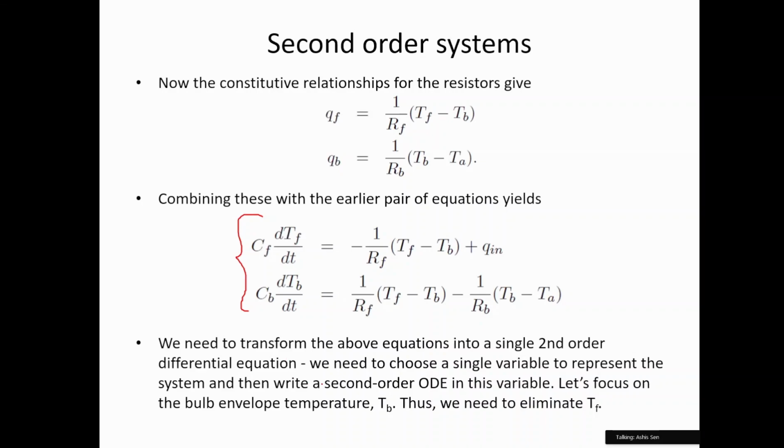We need to now combine these two equations into a single second order differential equation. To do that, we need to choose a single variable to represent the system, and then write a second order ordinary differential equation using that variable. That way we will be able to easily solve it. Now we have two different variables, so that is difficult. So let us focus on the bulb envelope temperature, which is TB. So we need to eliminate TF. We eliminate TF and substitute here, so we only have one equation with one unknown, that is TB. That is the thing that we are going to do.